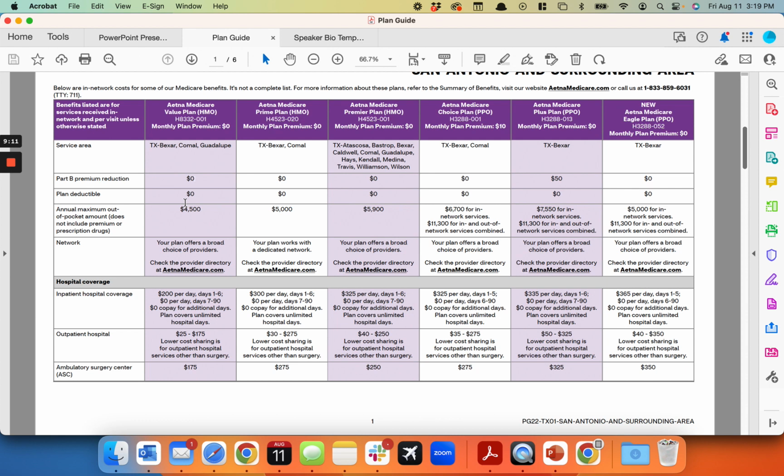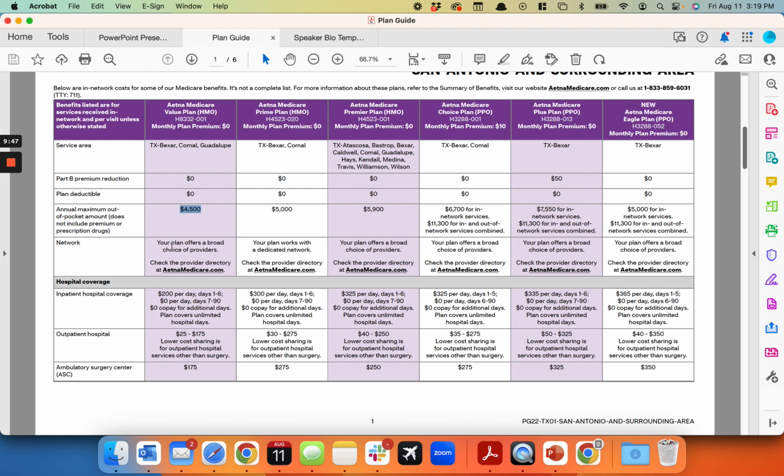The annual maximum out of pocket: what this means is if you ever hit this number, based on the co-pays that we're going to talk about below, then the plan would take over at 100%. For this plan for the year 2022, it's $4,500. So if you ever hit that number through co-pays for outpatient surgery or visits to the doctor, Aetna will take over and pay 100% for those medical services. This does not include prescription drugs or monthly premiums.